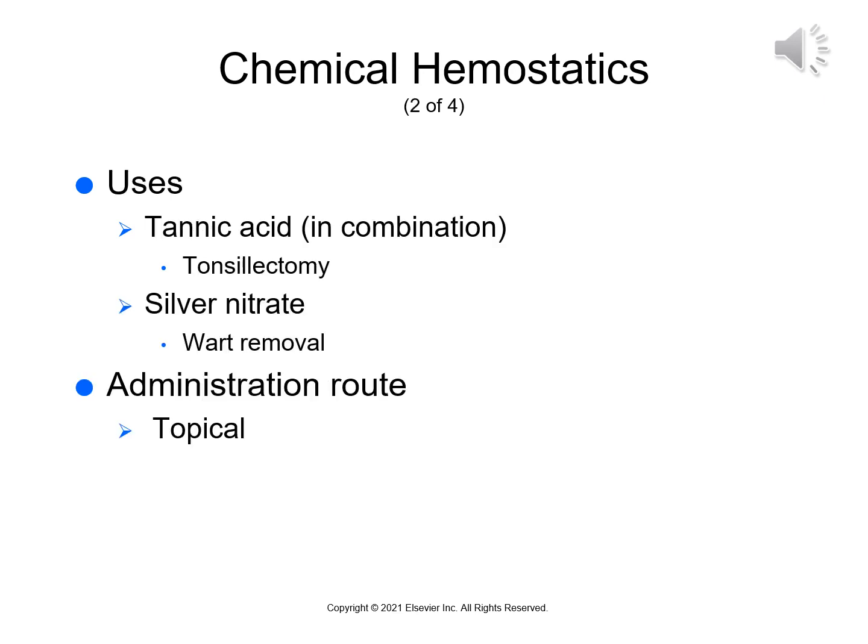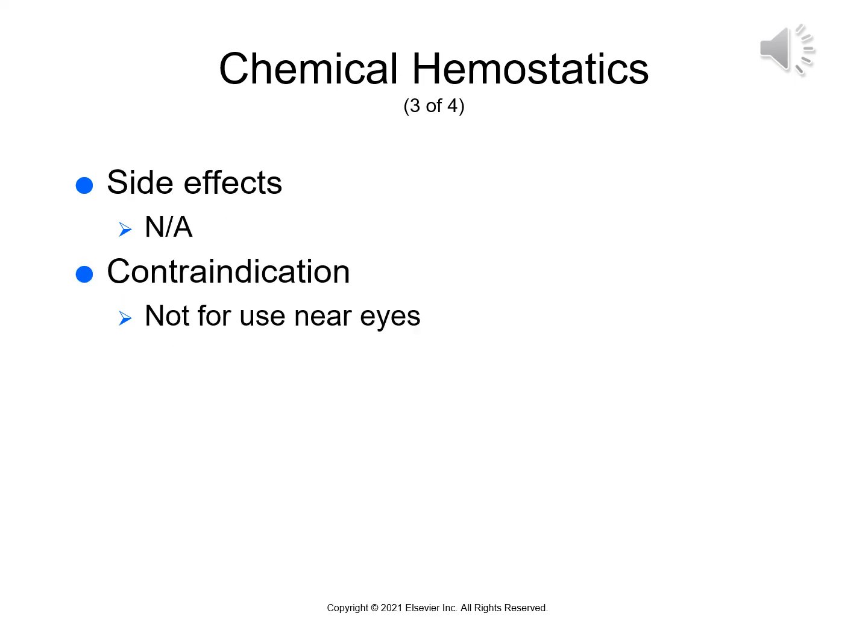Tannic acid may be used on other agents after tonsillectomy. Silver nitrate effectively removes granulation tissue or common warts. Tannic acid is a powder made from an astringent plant and applied with a tonsil sponge following tonsillectomy. And silver nitrate is mixed with potassium nitrate and molded into applicator sticks. Because silver nitrate has a caustic effect on mucous membranes, it should not be used in or around the eyes.